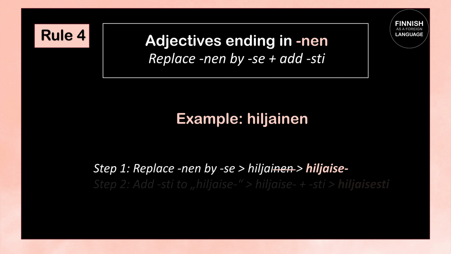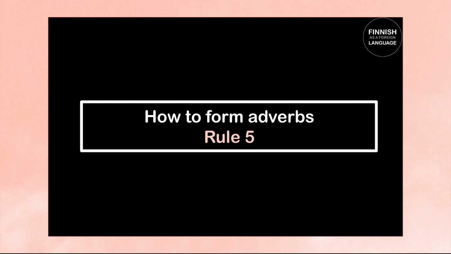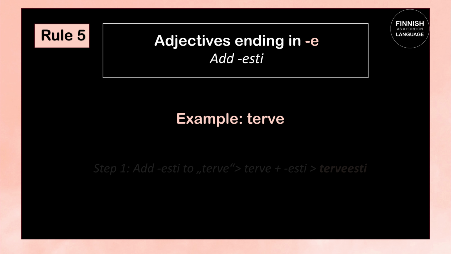In the first step, we replace nen by se, so that means hiljainen changes to hiljaise. Then in the second step, we add sti to hiljaise, so that means we have hiljaise plus sti, and we receive the adverb hiljaisesti, which means quietly or silently.